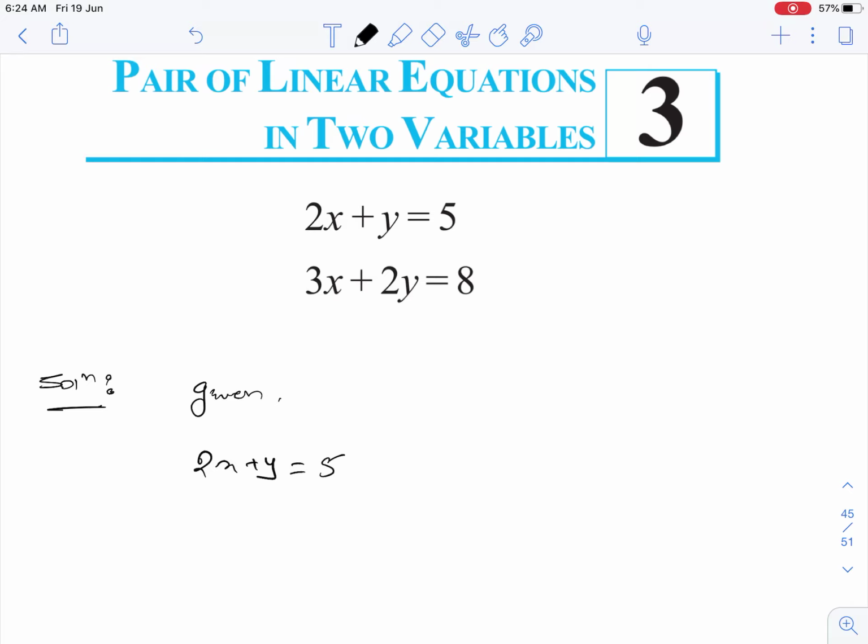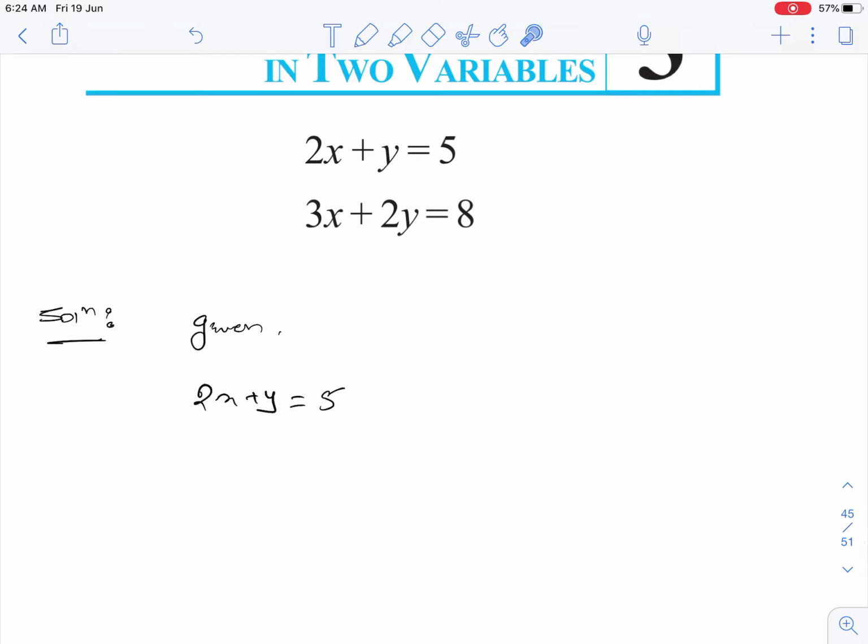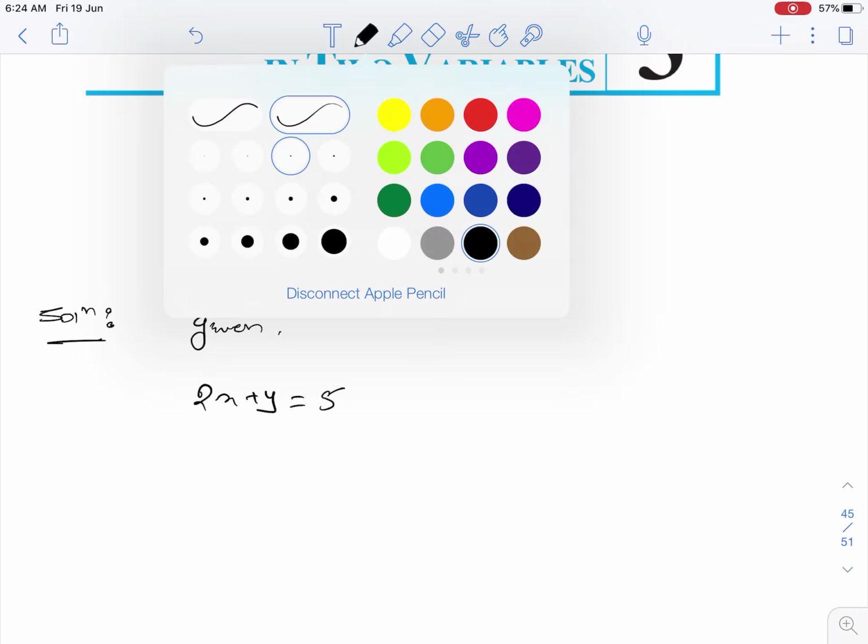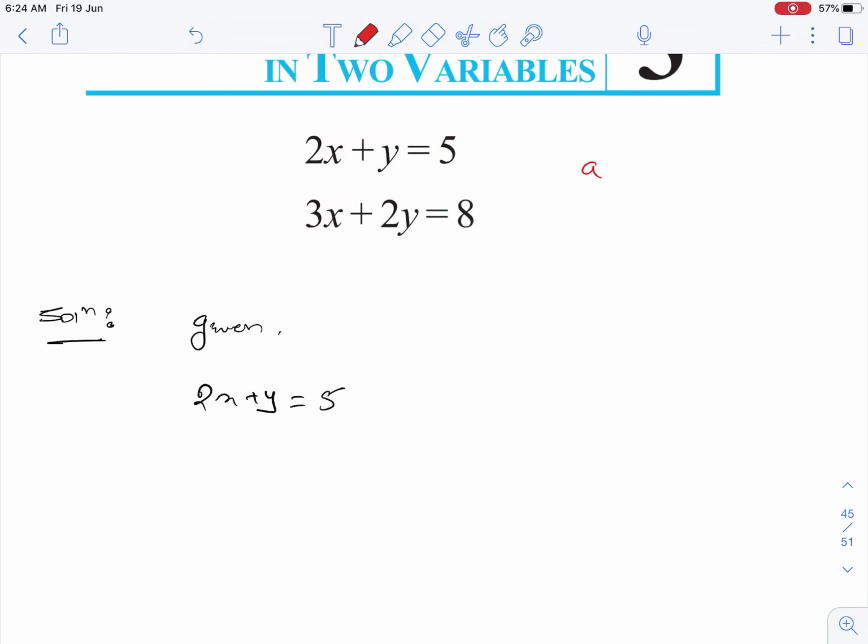Now our given equation is 2x plus y equals 5. First, we have to change the side of this 5, because we want to write this equation in standard form. Now what is our standard form? That is a1x plus b1y plus c1 equals 0 and a2x plus b2y plus c2 equals 0. Make it a habit of bringing this c, that is the third term, on the left hand side.